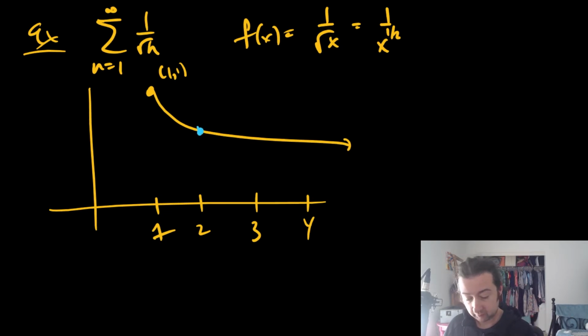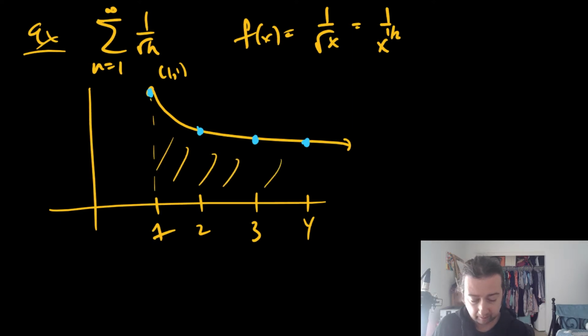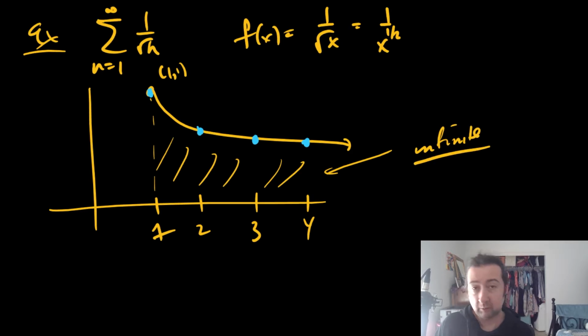And as before, we can plot the points that represent the terms of the series on here. Now the difference between this problem and the last exercise is that this area in here is infinite. And what I mean by that is the integral from 1 to infinity of 1 over the square root of x dx is divergent.